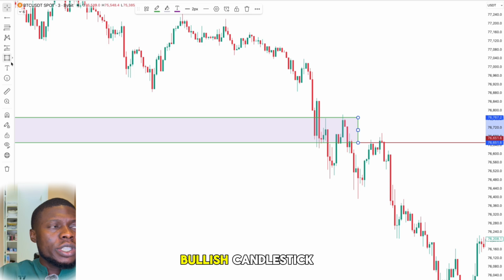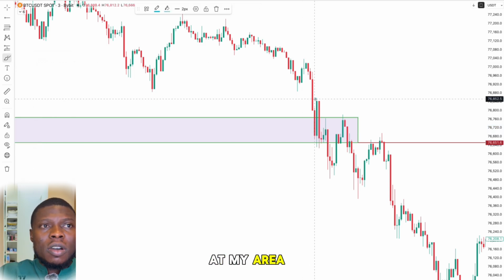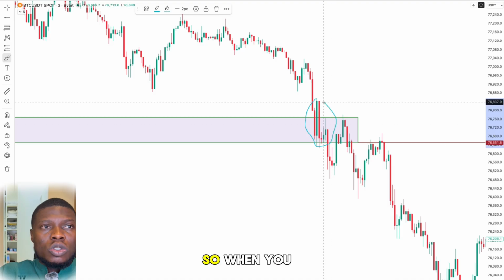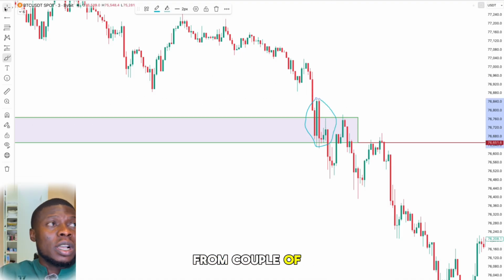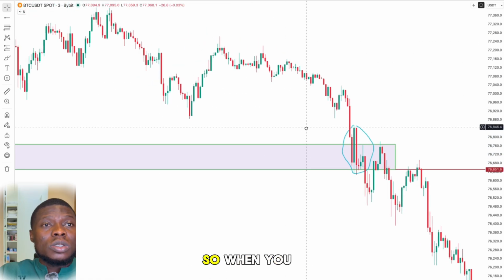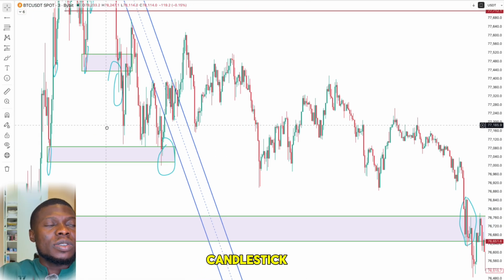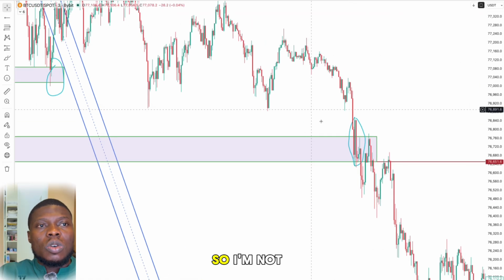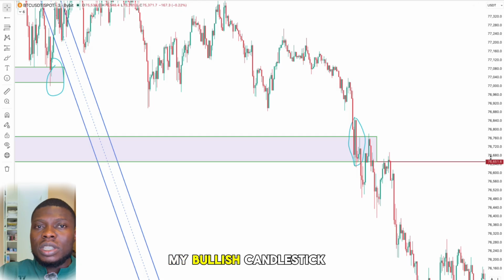I have a bullish candlestick at my area of liquidity. When you don't get a bullish engulfing, you can verify from a couple of candlestick books. Look at these areas, they didn't give me a bullish candlestick, so I'm not using them. So I found my bullish candlestick.